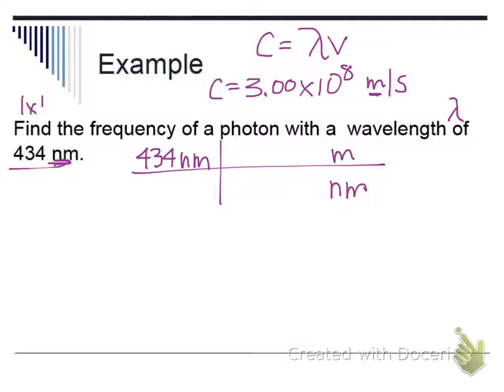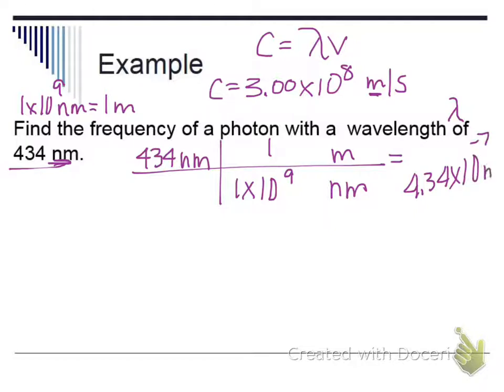So my prefix nano means 9 nanometers are equal to 1 meter. I always remember it by they both start with N, 9 and nano. So it takes 1 times 10 to the 9th nanometers to equal 1 meter. And that will give me 4.34 times 10 to the negative 7 meters.